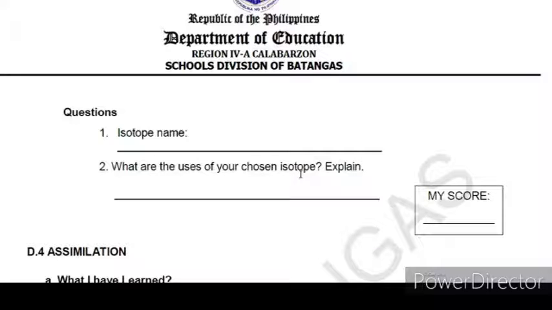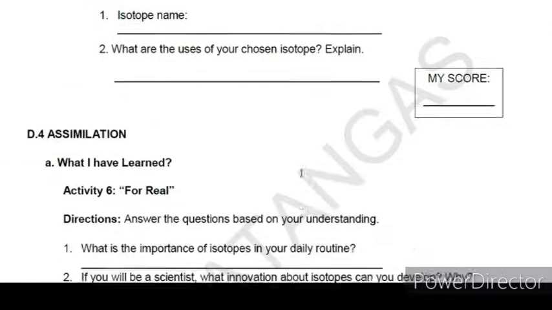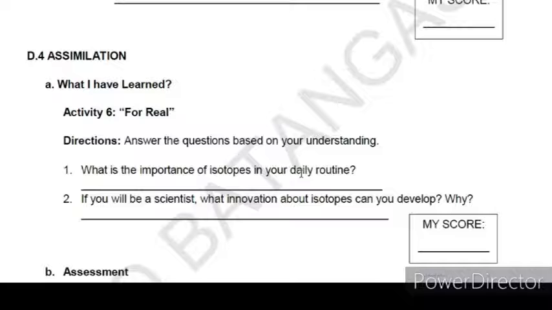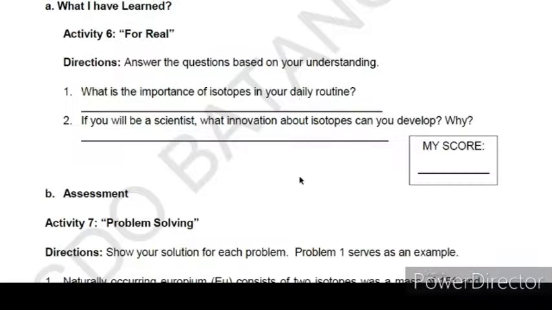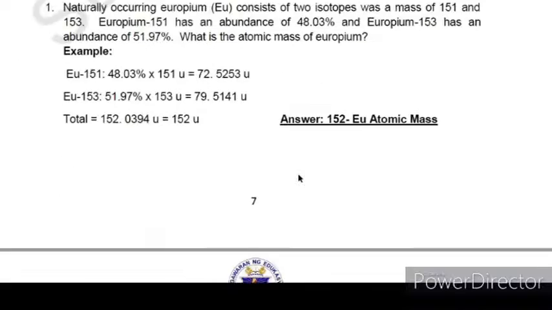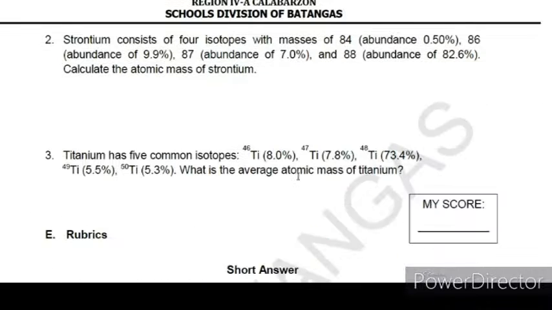Now, let's move on. So, isotope name. What are the uses of your chosen isotopes? So, just find your isotope, then write what you have learned. Okay? And then, for the problem solving, let's just try to answer number 3. Okay, I have already given you an example a while ago.